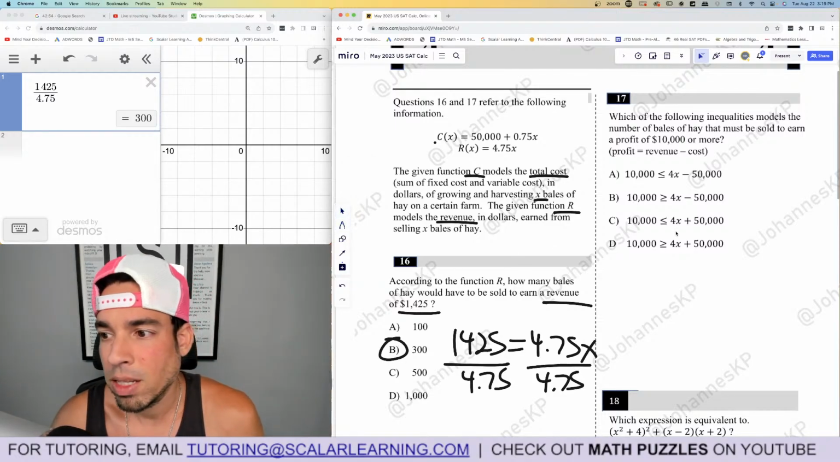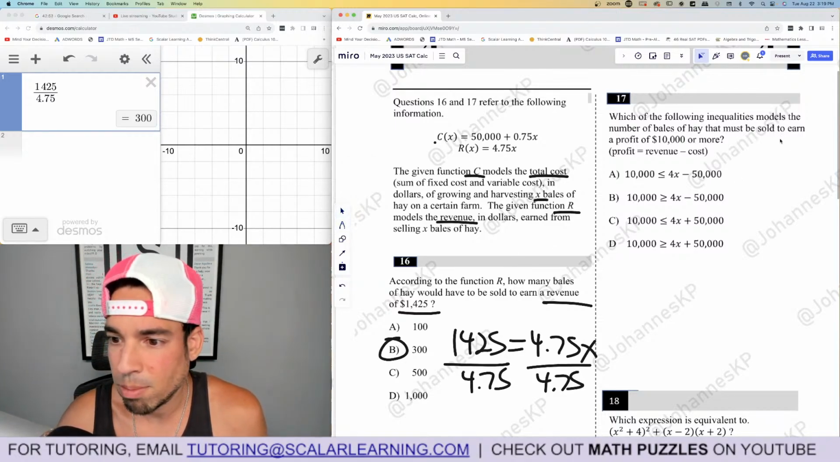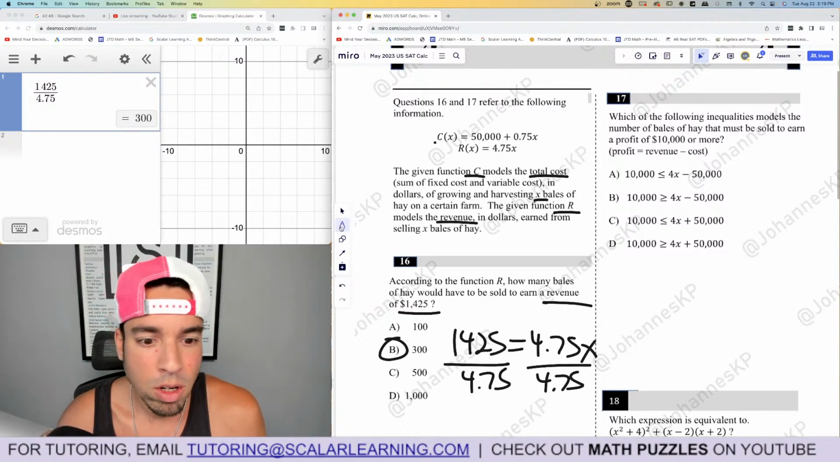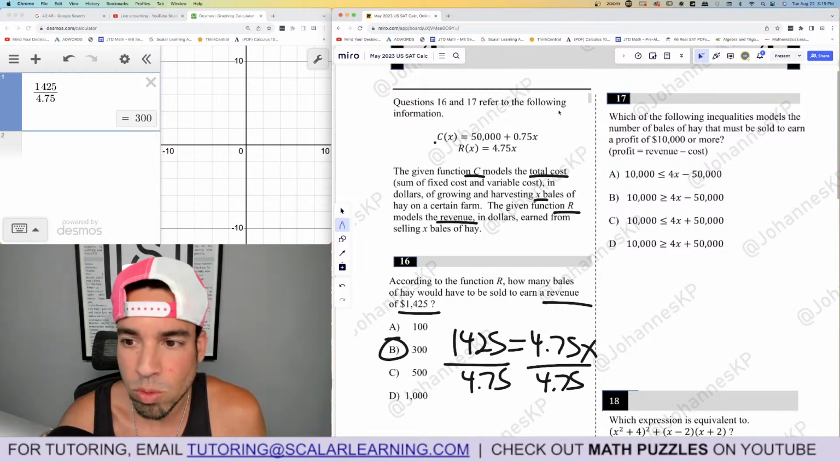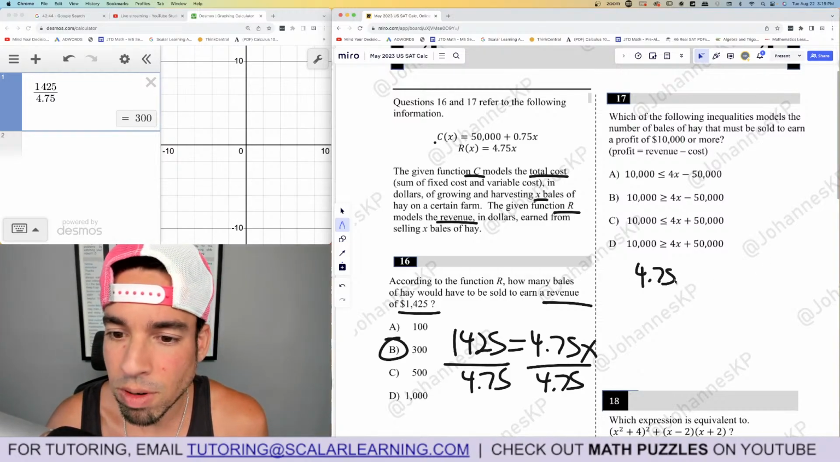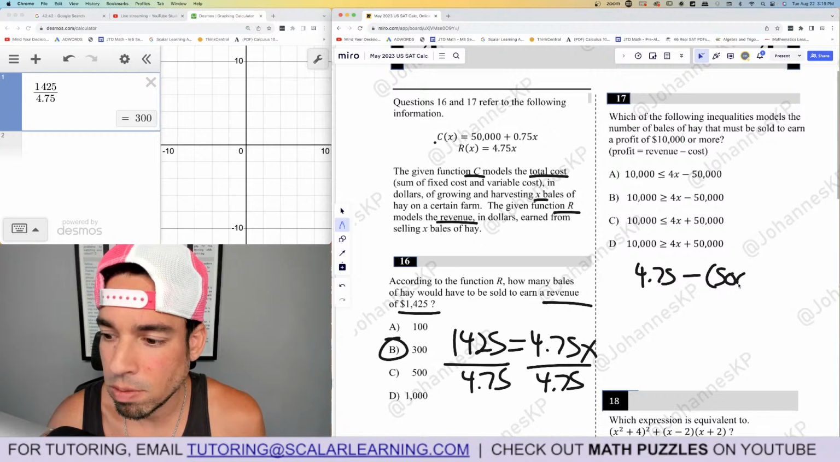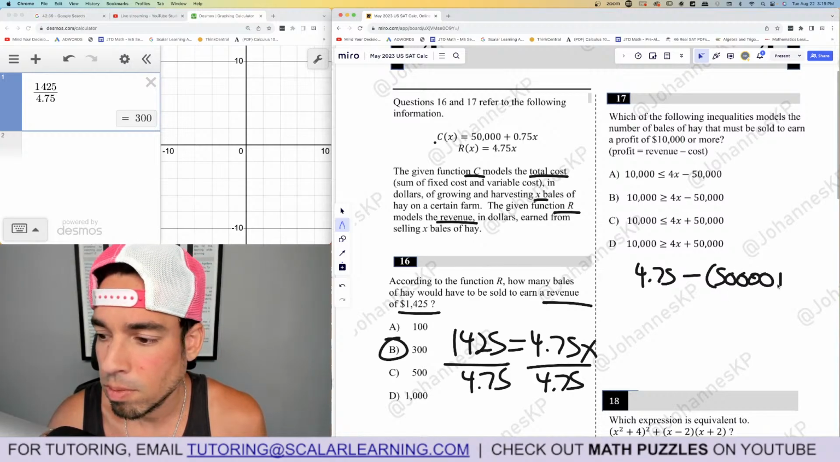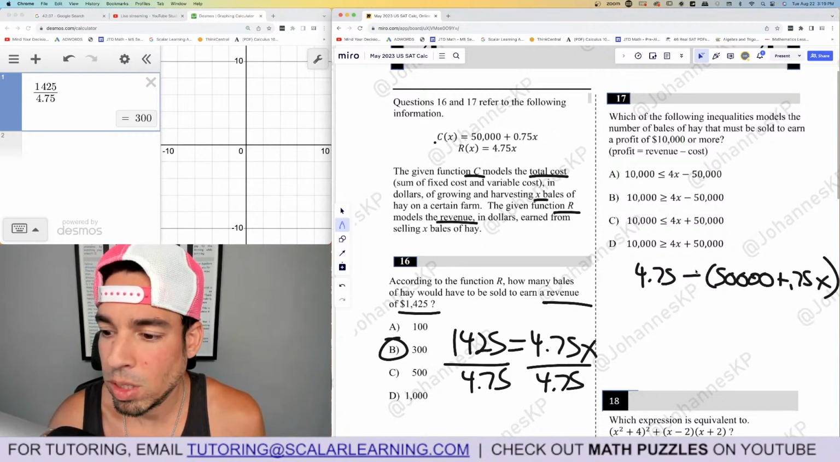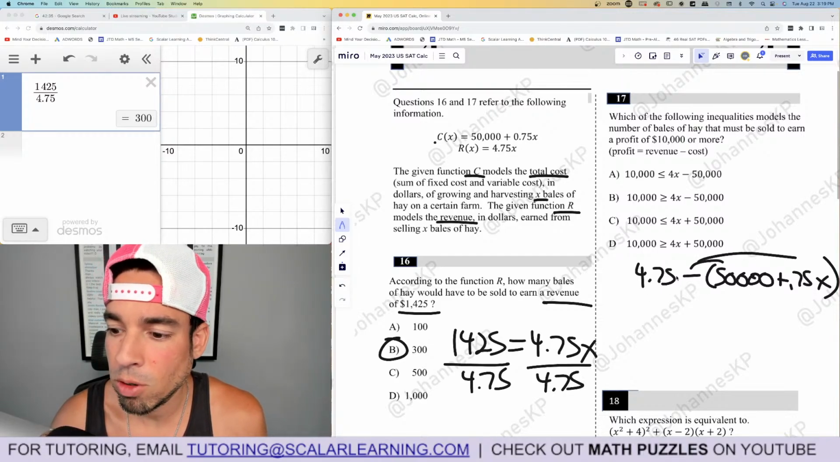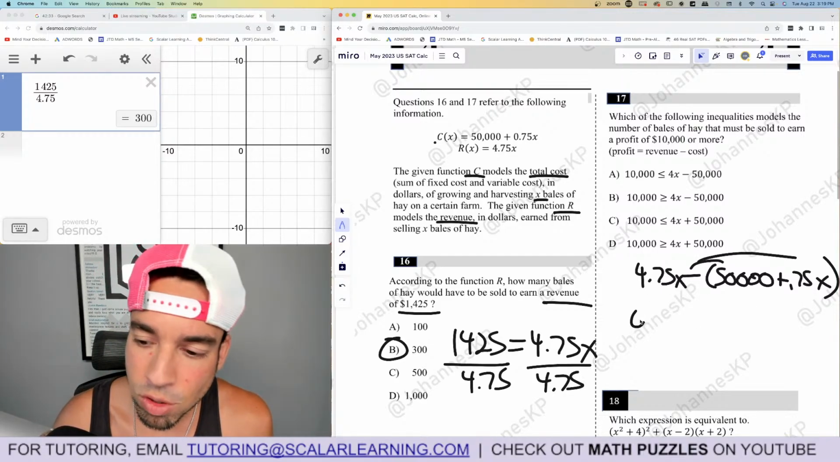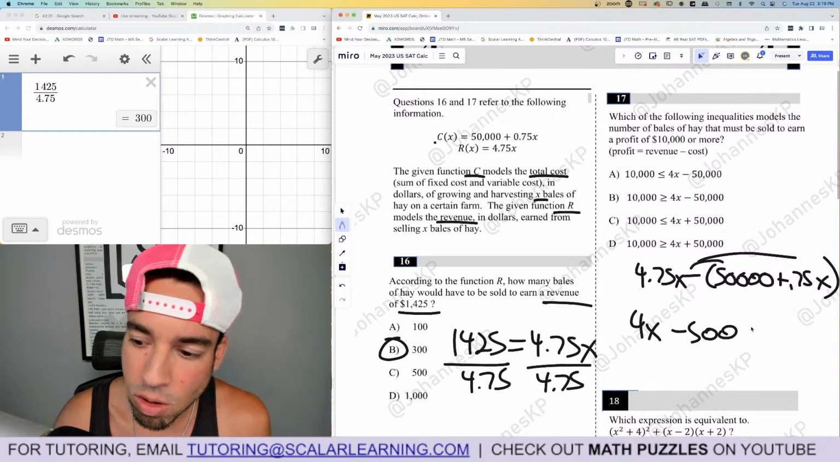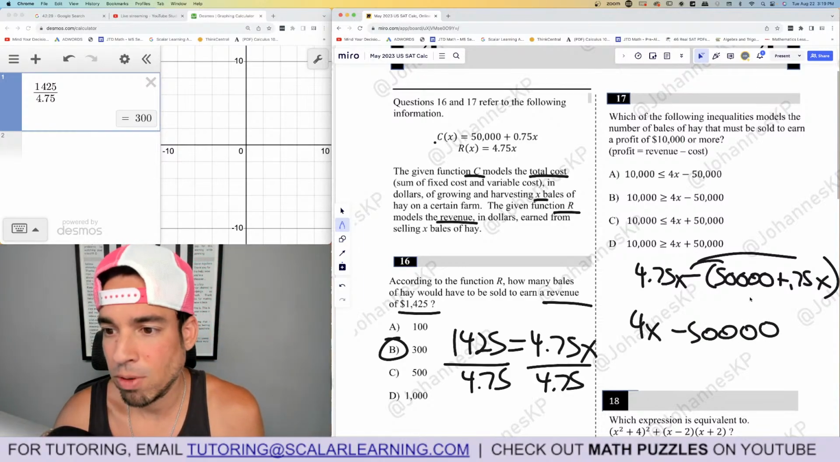Okay. Which of the following inequalities models the number of bales of hay that must be sold to earn a profit of 10,000 or more? So again, revenue minus cost. Let's simplify this. Revenue, 4.75X, minus cost. So then we distribute the negative. 4.75X minus 0.75X is 4X, minus 50,000. So there's my profit function.